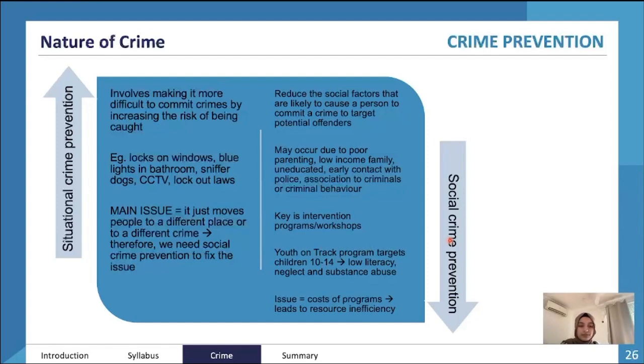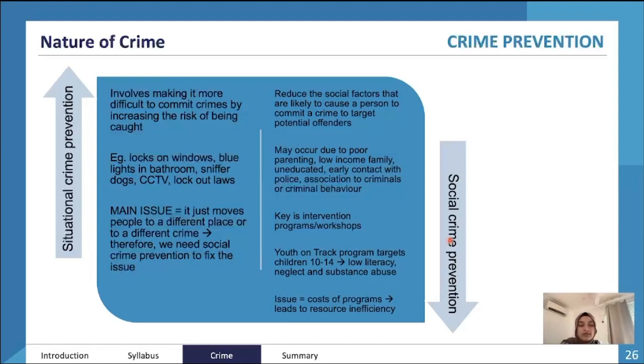Sniffer dogs. Obviously, I normally see them with the police or at the airport, places where they're able to sniff out drugs or things like that. So again, it makes it more difficult to commit a crime. If a person is thinking of taking illegal drugs to another country, they may think twice if they're aware that there will be sniffer dogs that will make it more difficult for them. So it creates a situation to prevent crime.